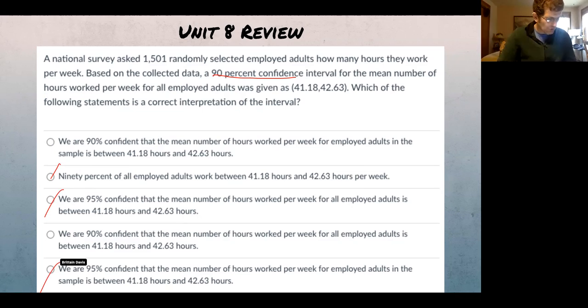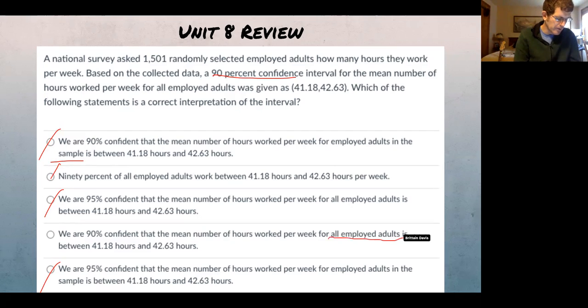Between these two, we could say 90% confident that hours worked per week for employed adults in the sample. Okay, and like we just said, it's not for the sample, it's for the population. So I just want to cross that one out. We are 90% confident that the number of hours worked per week for all employed adults is between 41.18 and 42.63 hours. So this is for all employed adults. We're talking about the population. This is our interpretation here.